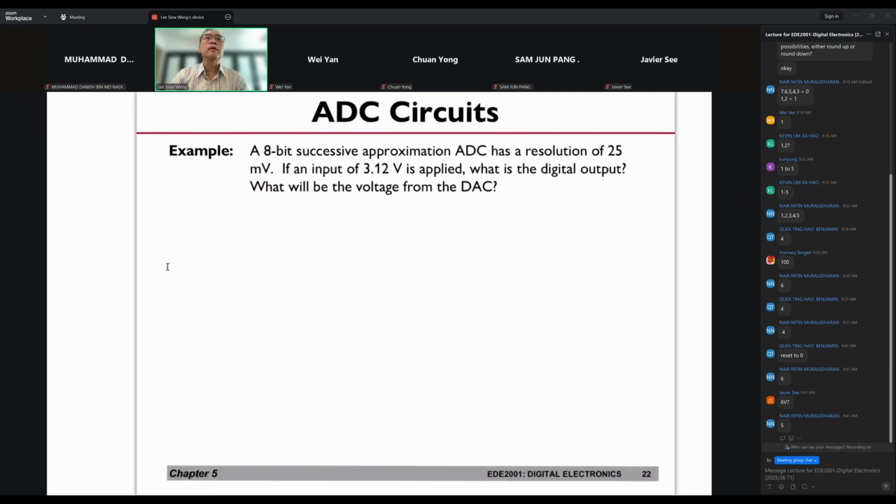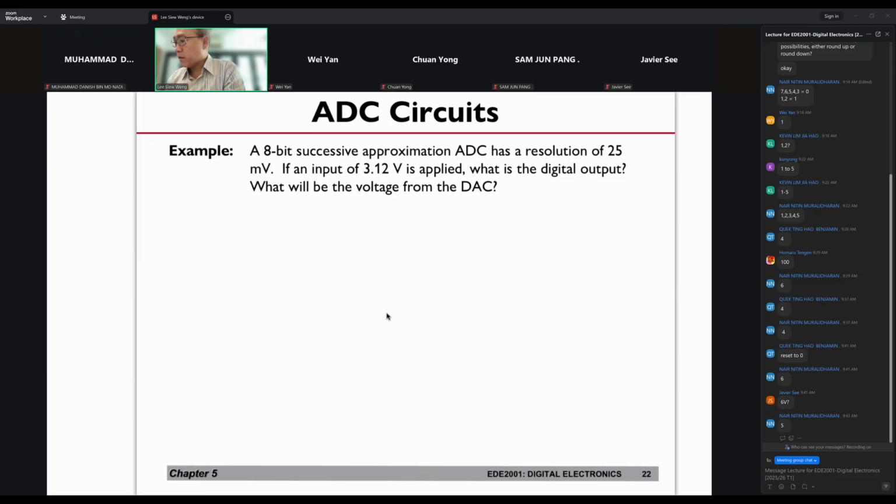Guys, can you take a look at this question? Don't forget, this is still on our successive approximation ADC. This is an 8-bit successive approximation ADC, and the resolution is 25 millivolts. So we're going to think about what that means.